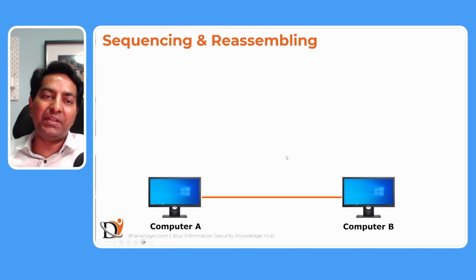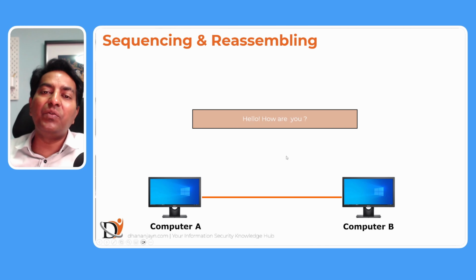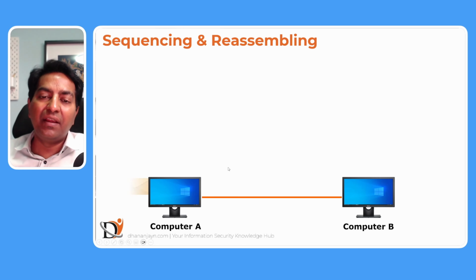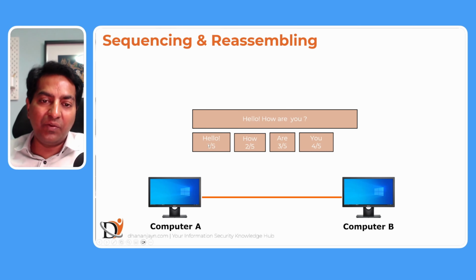What happens here is when you send a message, it is first turned into small segments, and these segments are then sequenced. If I go back here, you can see 1 of 5, 2 of 5, 3 of 5, like this.